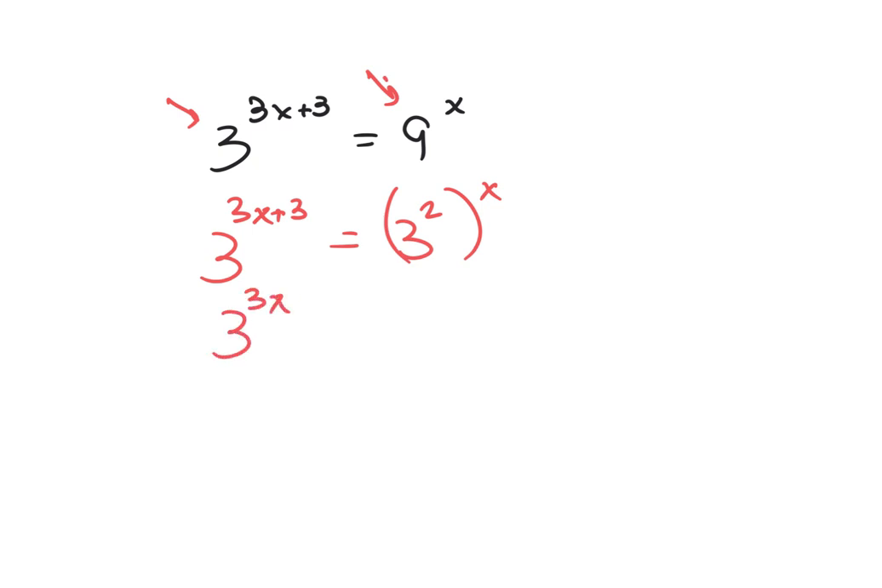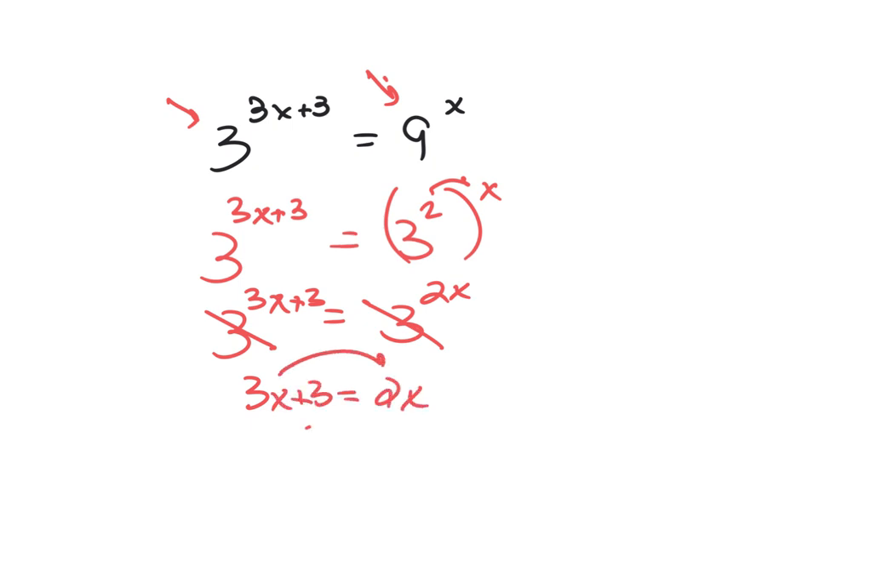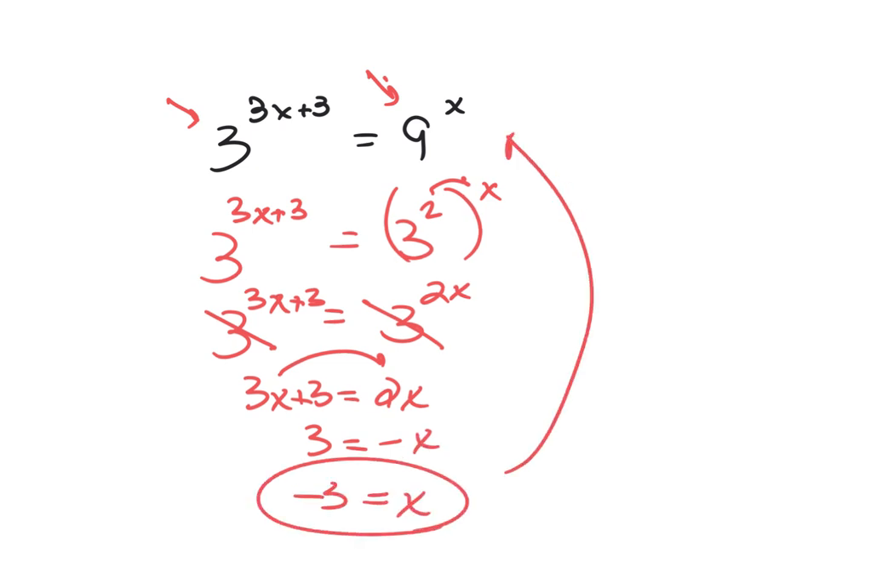So I have 3 to the 3x plus 3 power on the right-hand side. Remember, when you raise one exponent to another one, you multiply them, so you get 2x. Now, here's what I have. I have an equal sign, and the bases are equal. So I already know the 3's are equal. I don't care about that. What I need now is the exponents to be equal. So I'm just going to set the exponents equal to each other. Move that 3x over. That's negative x, which gives me x is negative 3. And I promise you, if you plug that back in at the top, there's your solution.